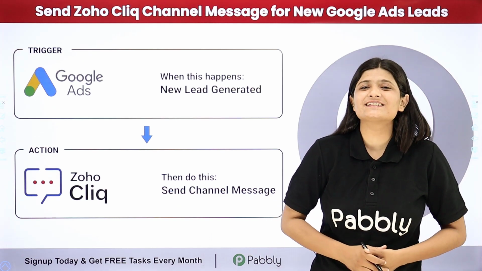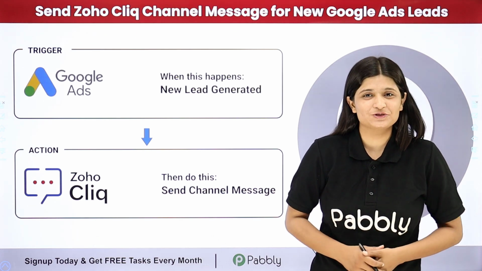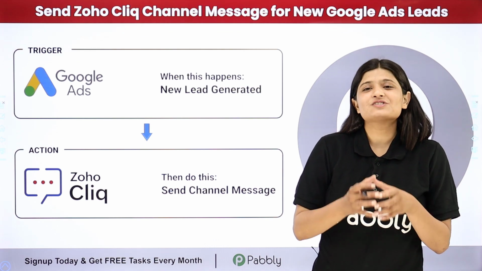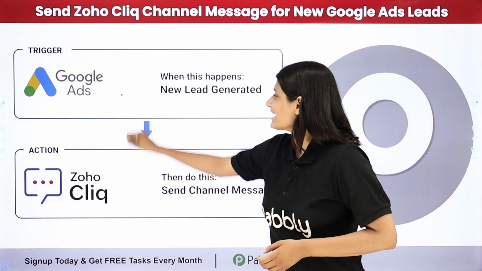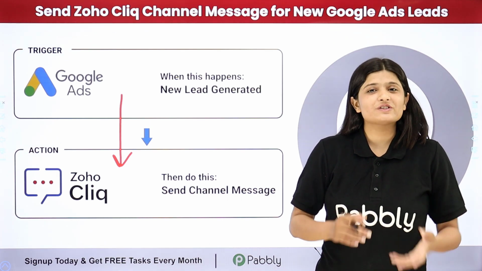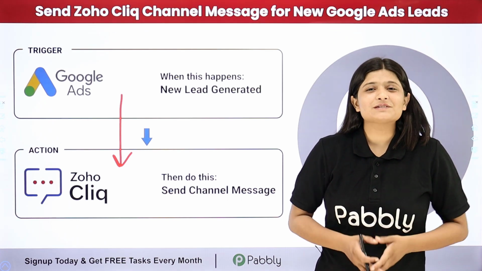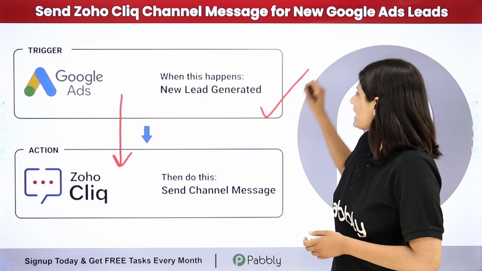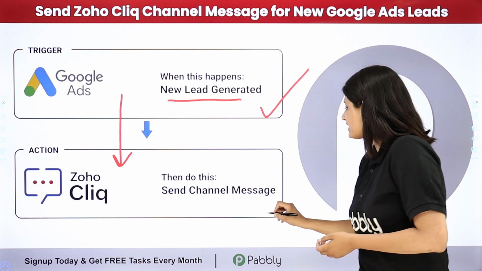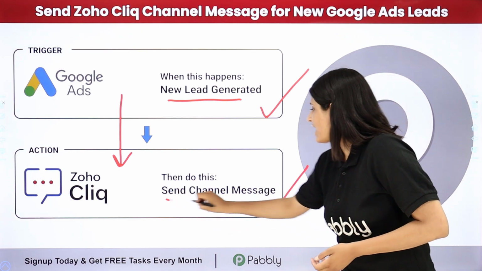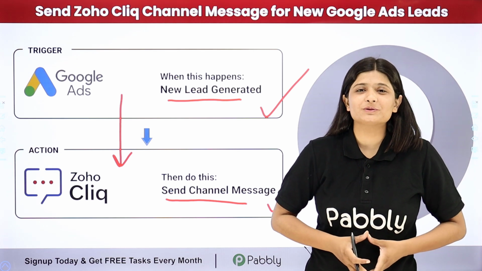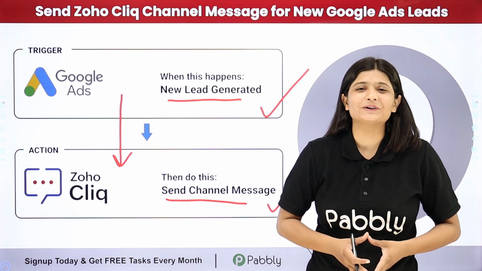Pabbly Connect is an amazing automation and integration software which requires no coding or programming skill. Here I just need to build a connection between Google Ads and Zoho Cliq. Pabbly Connect runs on two principles, which are trigger and action. As my trigger application, I will take Google Ads, from where I will receive the new lead, and as my action application, I will take Zoho Cliq, where the channel message will be sent automatically. If you want to learn this automation step by step, let me take you to my screen.